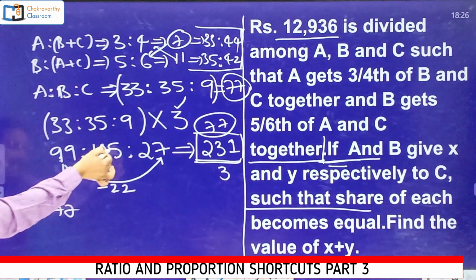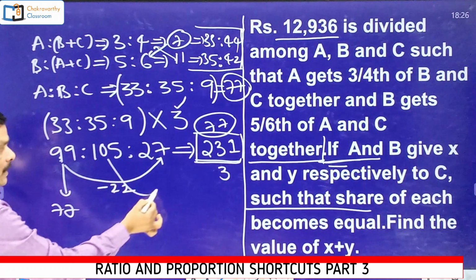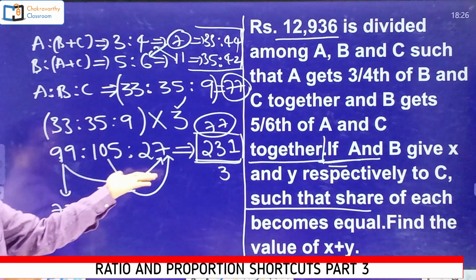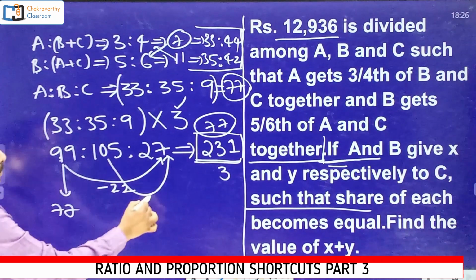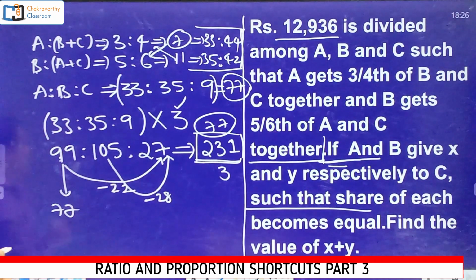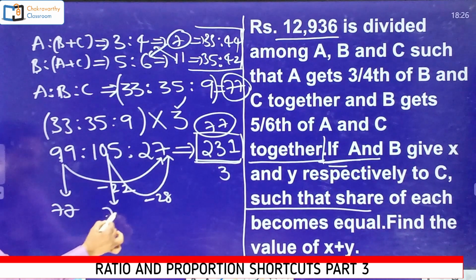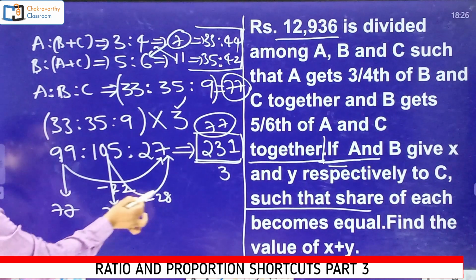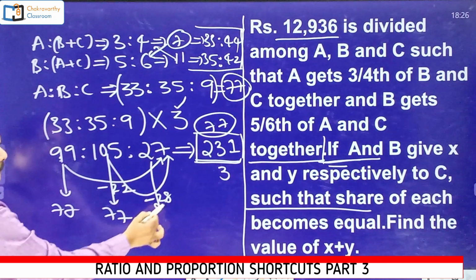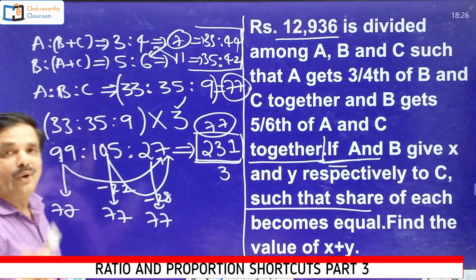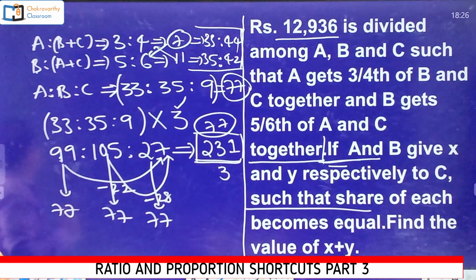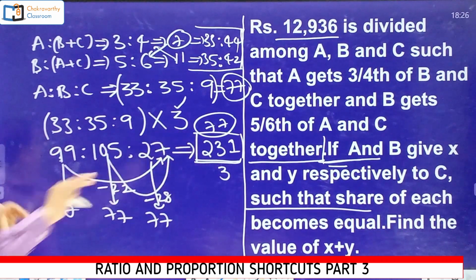Right? Now you just apply that one to B here. B must give Y to C. Now 105 minus 77. What is 105 minus 77? 28. Now B must give 28, so that B's share will become 77. And obviously C will get 22 plus 28 plus 27. Of course it is 77. Now it is clear. As per the given data, I have distributed this one the same. That means all the 3 got the same amount.